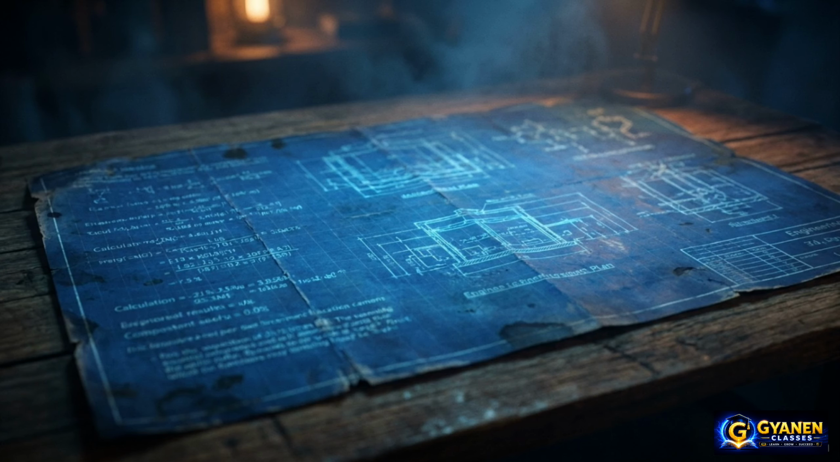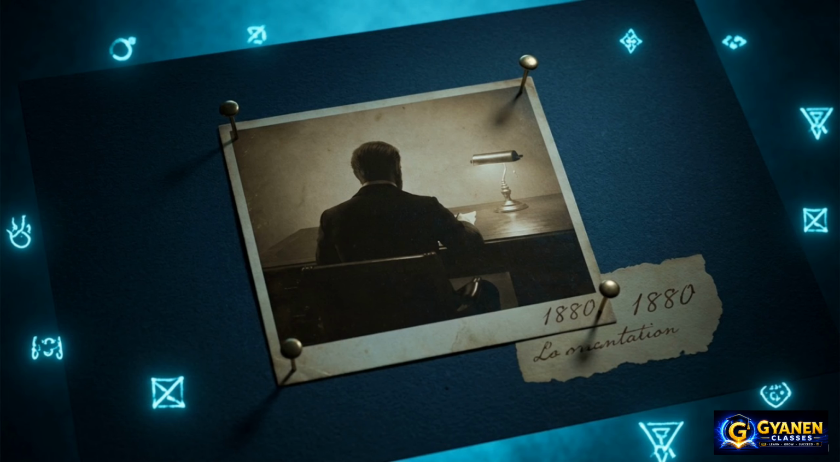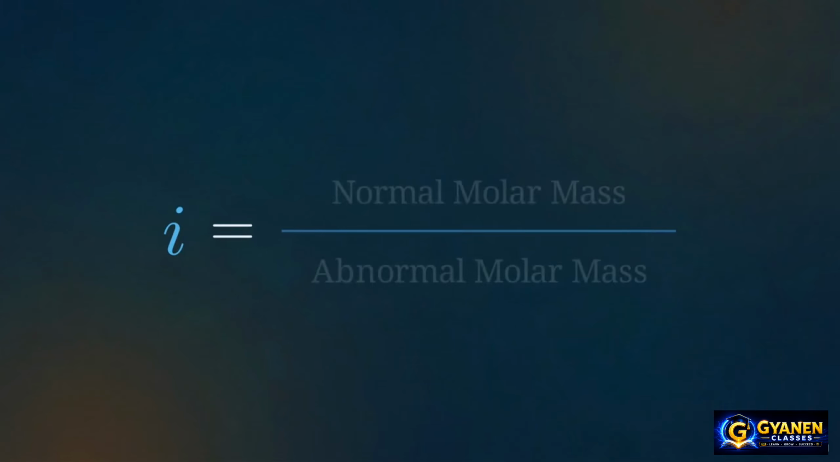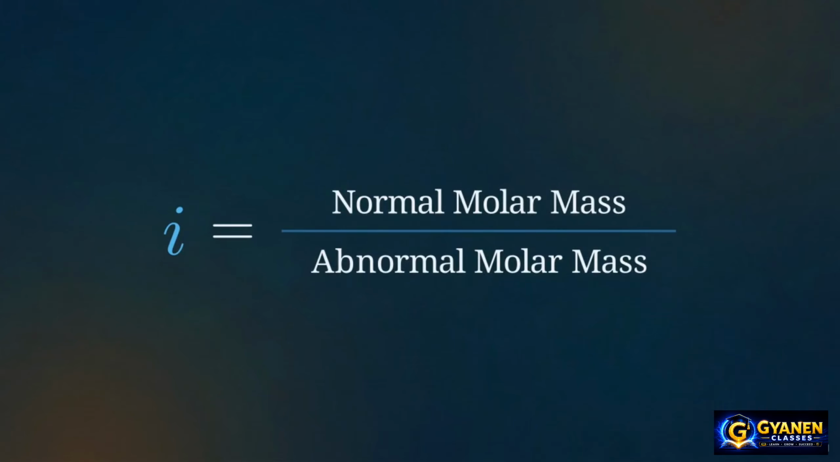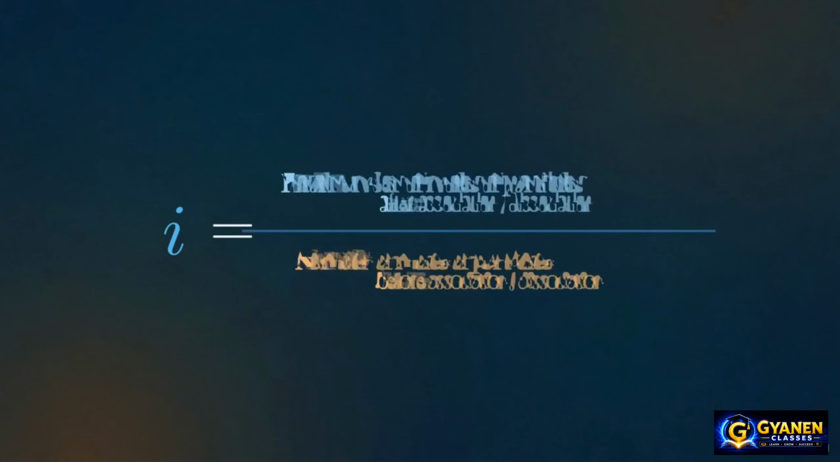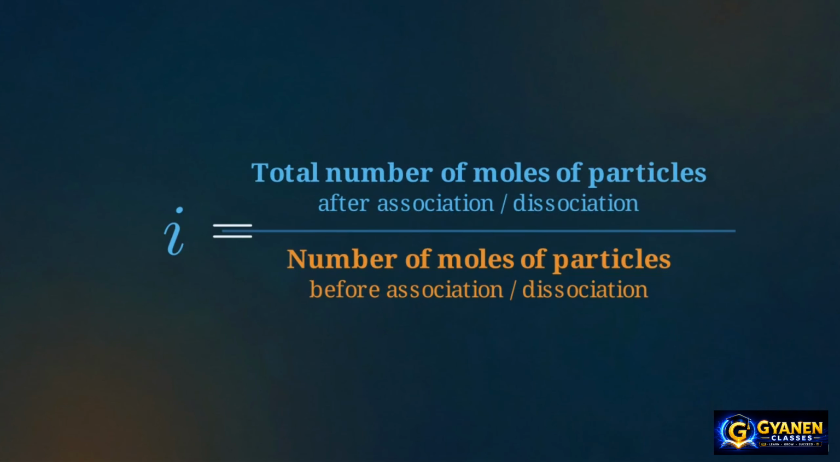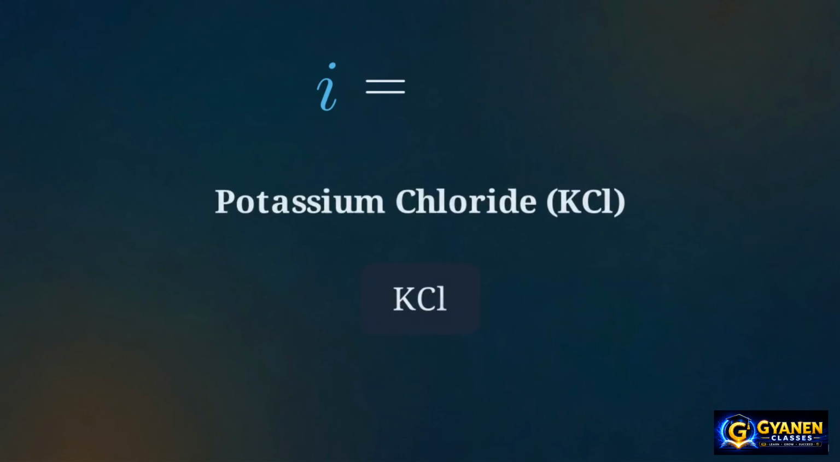In 1880, a Dutch chemist named Jacobus Henricus van 't Hoff solved this calculation crisis using a single elegant variable. He introduced the van 't Hoff factor, represented by the lowercase letter i. It provides the exact mathematical ratio between the normal expected molar mass and the abnormal observed molar mass. Functionally, i acts as a simple multiplier, representing the true particle count.